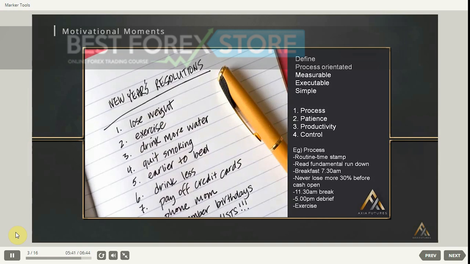I can see, did I actually physically take a break at 11:30? If I didn't, well, I failed at achieving my goal. Can I execute them? Can I physically, at 5 p.m., sit down at my desk, write a debrief, go over my trades, have a look at the strategies? Yes, I can execute them. Are they simple? Well, there's nothing more simple than having breakfast in the morning at 7:30 a.m.